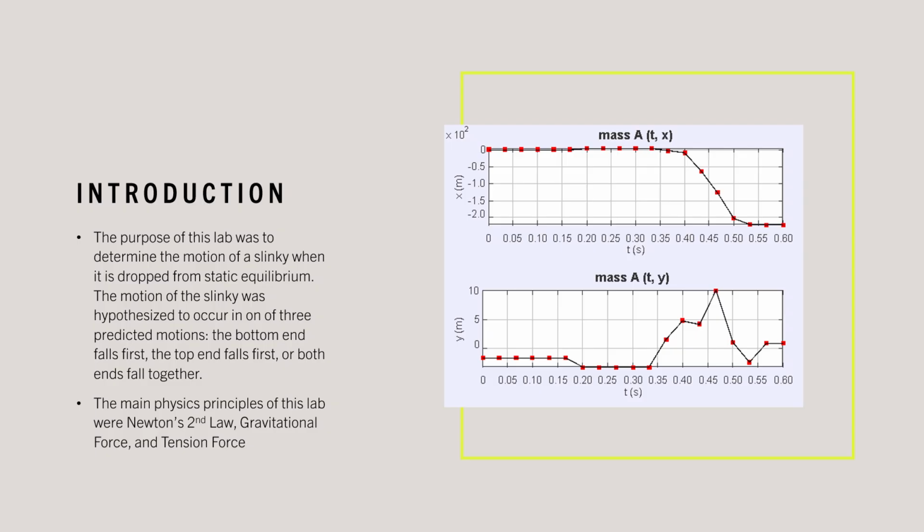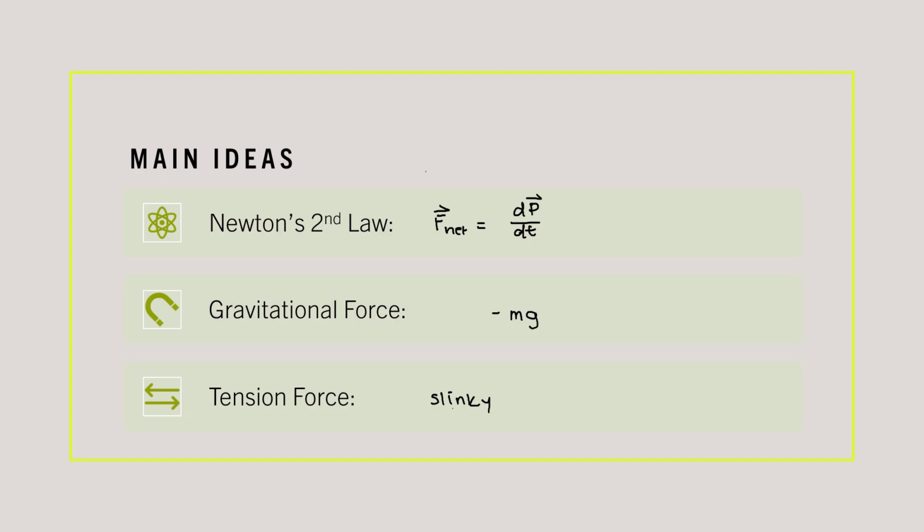As you can see here, this is the output of the falling slinky and the data that was collected from the currents. The main ideas, as I stated before, are Newton's second law, the gravitational force, and the tension force. The tension force comes from the slinky and the hand that holds it before it is dropped. And then the gravitational force is, of course, the gravitational force from the Earth that acts on the slinky to pull it down. And then Newton's second law includes the position update and the velocity update, and that updated the points of where the slinky was.